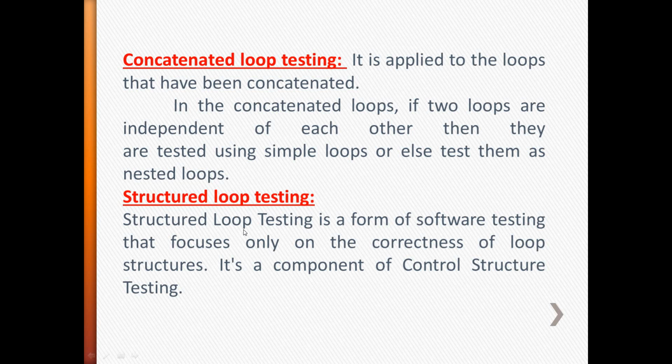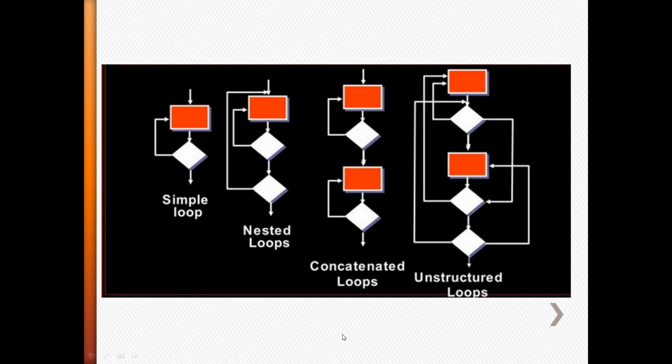Structured loop testing. It is a form of software testing that focuses only on the correctness of the loop structures. It is a component of control structure testing. So this is the diagram for simple loop, nested loop construct, concatenated loops, and unstructured loops.